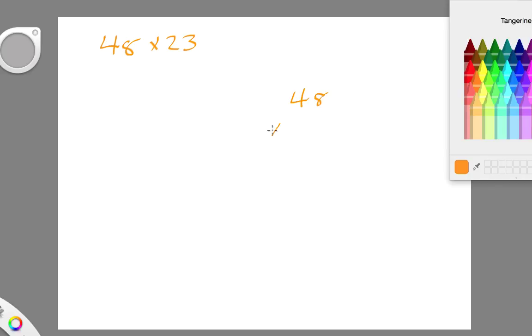48 times 23. Okay, and we are still going to start by multiplying the tens by the tens. That's the 40 times the 20. So the two biggest numbers are 40 times 20, and 4 times 2 is 8. 40 times 20 is 800.